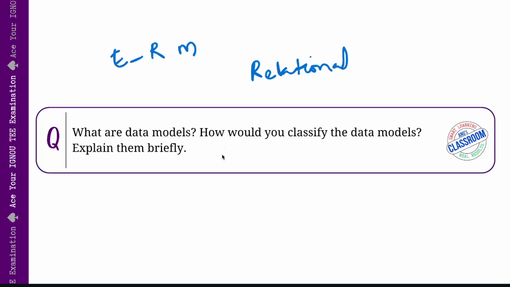Then the third type of data model is called the object oriented model. Okay, so here data is treated as objects, just like in object-oriented programming. Each object has attributes, it has its own methods and concepts like encapsulation, inheritance, or polymorphism, and it makes it ideal for applications that need to closely mirror real world objects.